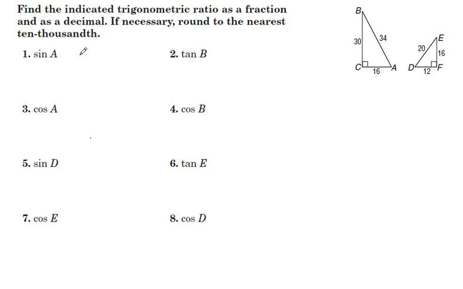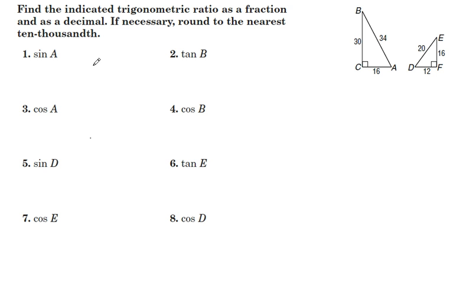Hello everybody, and today we're going to be talking about how to express trigonometric ratios as a fraction and as a decimal given a right triangle. Now remember, the three trig functions are sine, cosine, and tangent. Sine is the opposite leg over the hypotenuse, cosine is the adjacent leg over the hypotenuse, and tangent is the opposite leg over the adjacent leg.